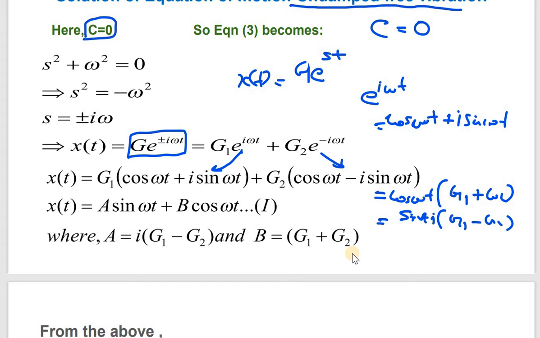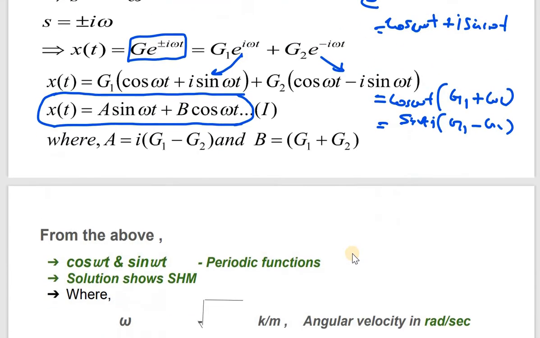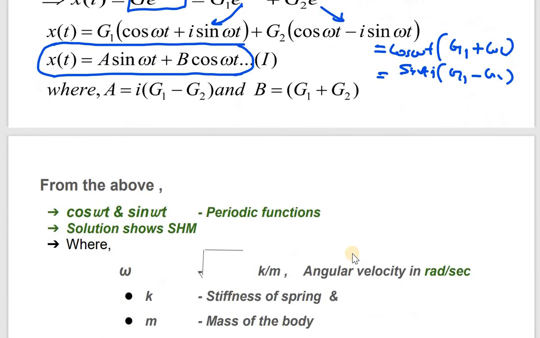So this is the equation: x of t is equal to a sin omega t plus b cos omega t. This is the general equation of undamped free vibration. Now from this above equation, you can see here cos omega t and sin omega t are periodic functions. You all know they are periodic.